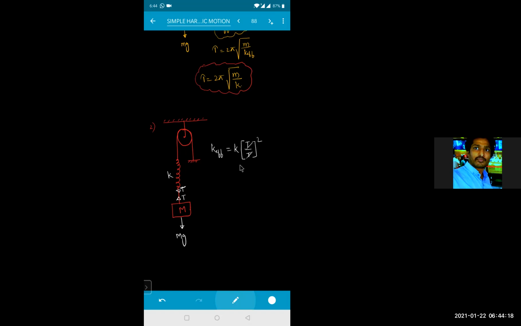So this one will get cancelled. 1 square is nothing but 1. So K effective is coming how much for me? K only. So the time period will be equal to 2 pi under root of M by K. Is that clear? Yes, sir. I hope you got an idea how to use the formula of K effective.